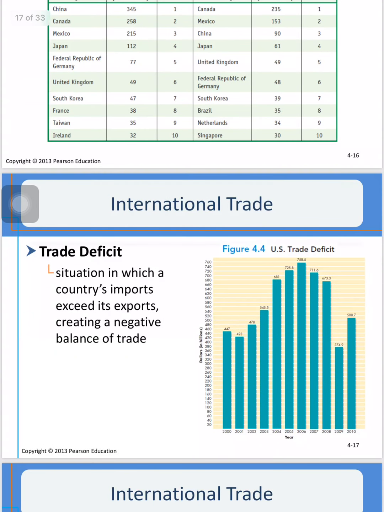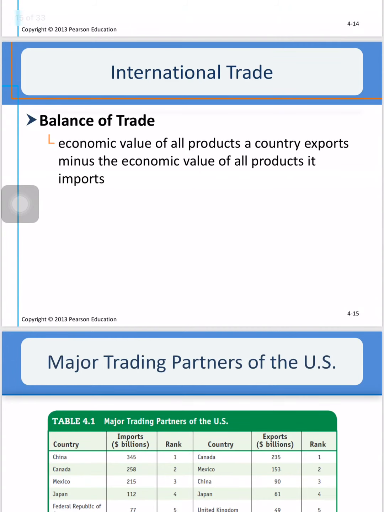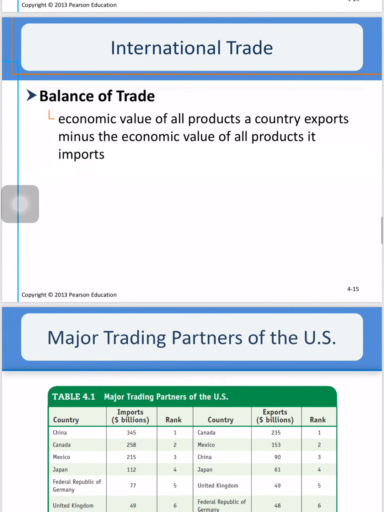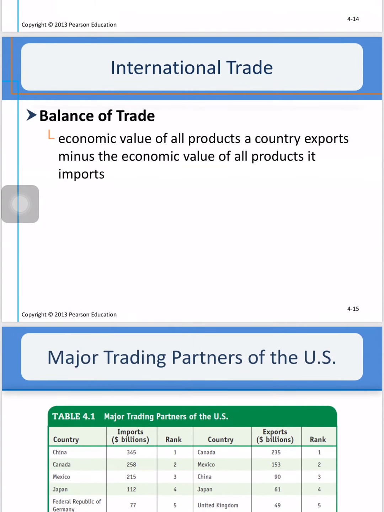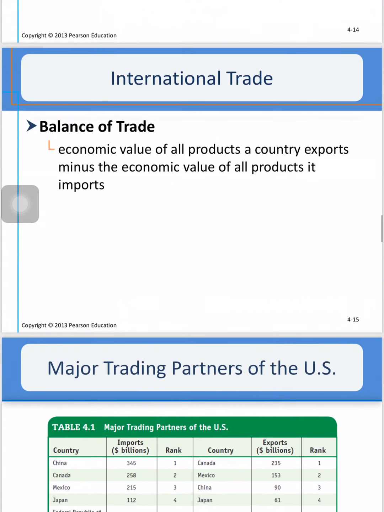Next I go to international trade. Just now, the balance, same thing. From this slide we talk about the balance of trade. A country's balance of trade is the total economic value of all the products that it exports minus the economic value of all the products that it imports.